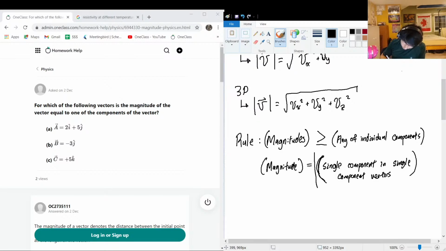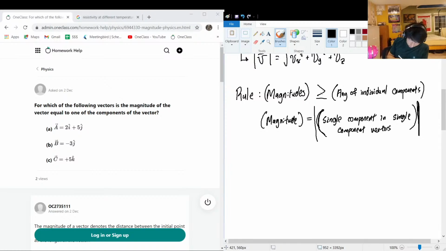And maybe it'd be better to say absolute value of the single component value, and we'll see why, particularly when we get to option B. Okay, but let's actually calculate the magnitudes of all of these, and then compare them to the components and see if they work out. Okay, so let's do option A.